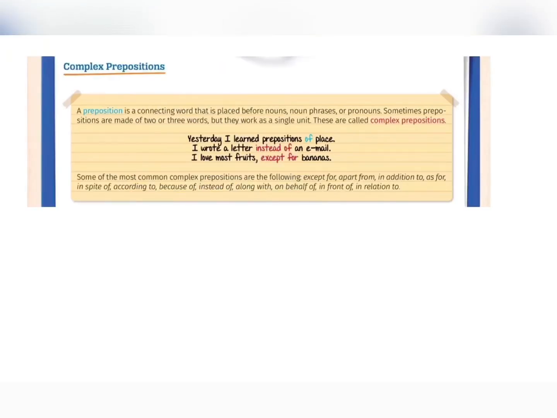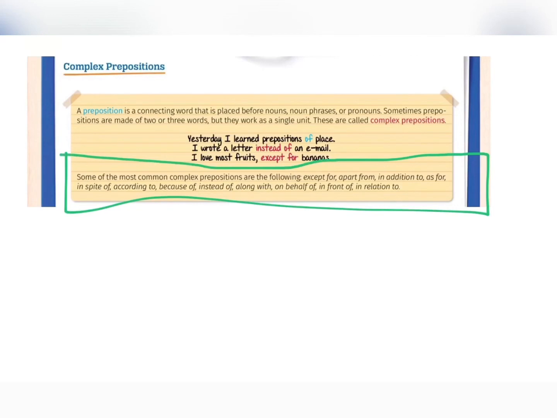Complex prepositions. So, just to refresh your memory, a preposition is a connecting word that is placed before either nouns, noun phrases, or pronouns. Now, a lot of prepositions are just made up of one word, but we do have some that are made up of 2 or even 3 words, but they work as a single unit. And those are the ones that we call complex prepositions. There is a list of them right here in your textbook. So please make sure you read it and you understand how to use them. I suggest that you go back to the video where we discussed this. I think I have a lot more examples that you can use as a reference.